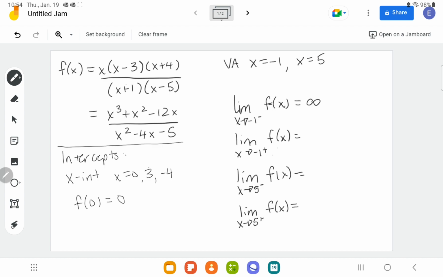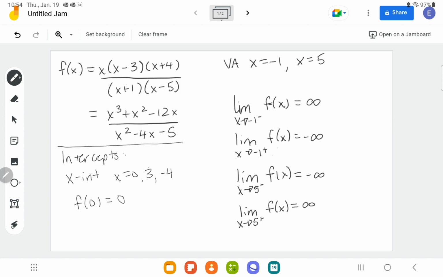And then likewise for -1 from the right, I would be subbing in something like -0.9, and I get a large negative number, so that's going to negative infinity. When I put in a number just to the left of 5, so for instance here I would sub in 4.9, I also get a large negative number, so negative infinity. And then if I put in a number a little to the right of 5, like 5.1, I get a large positive number, so positive infinity there.